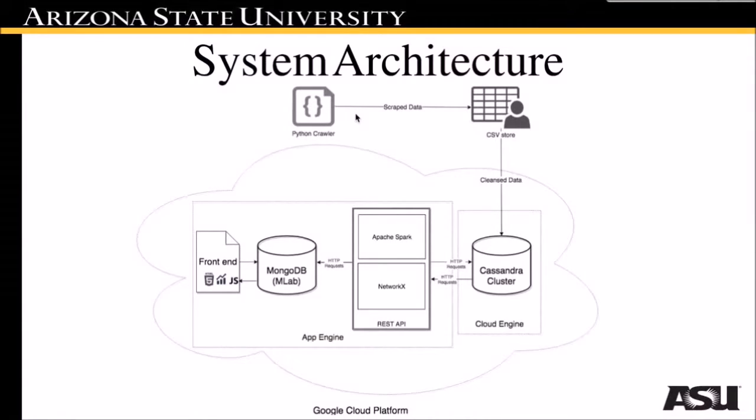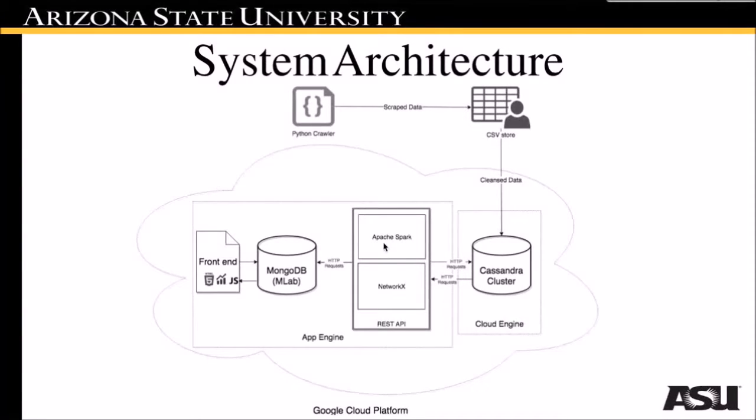All of this scraped data is dumped onto a CSV store, which is then flushed into a Cassandra cluster, which is hosted on Google Cloud Platform. Once we have all the information ready for processing, NetworkX is the graph generation component in our application, which makes HTTP requests to the Cassandra cluster and creates mention and subscription-based graphs and stores them into the MongoDB, which is also present on mLab.